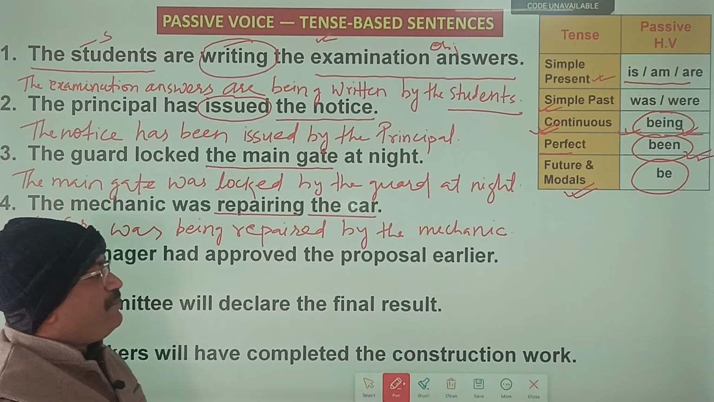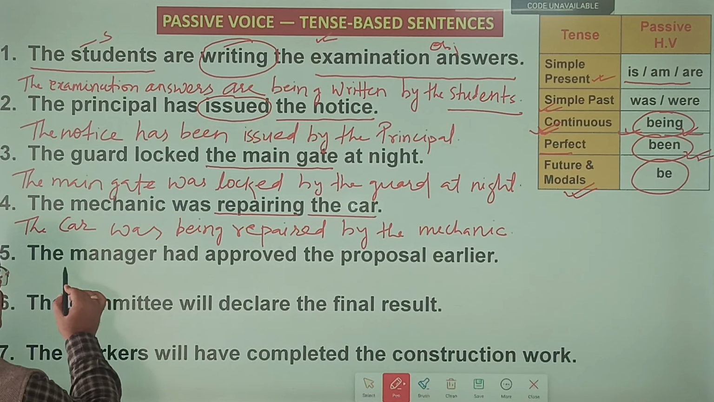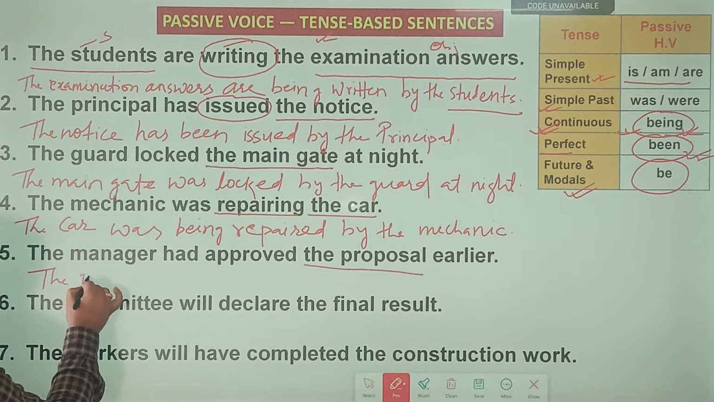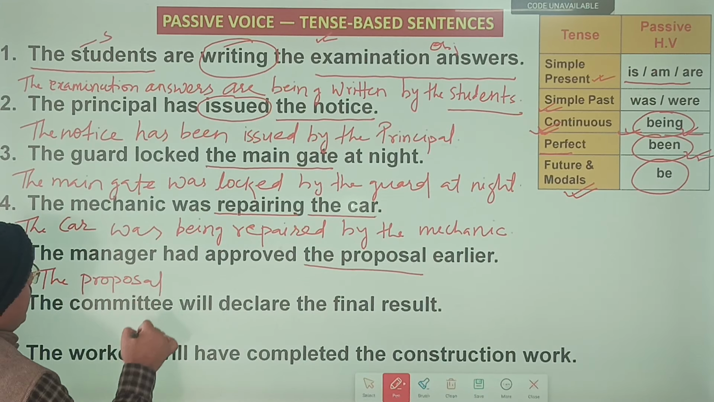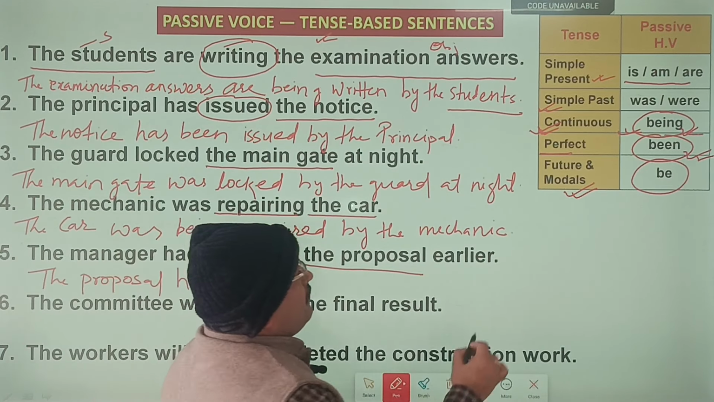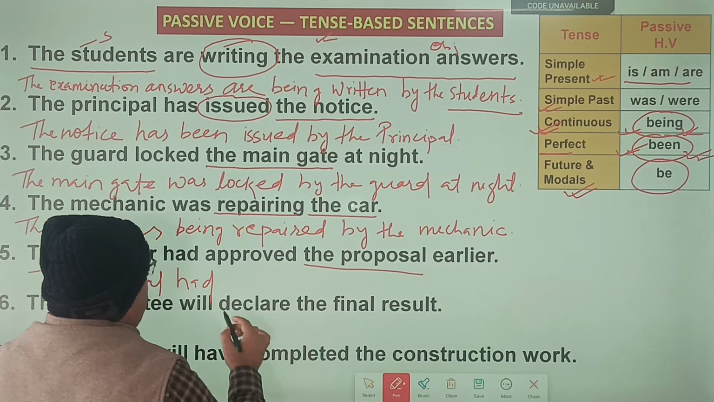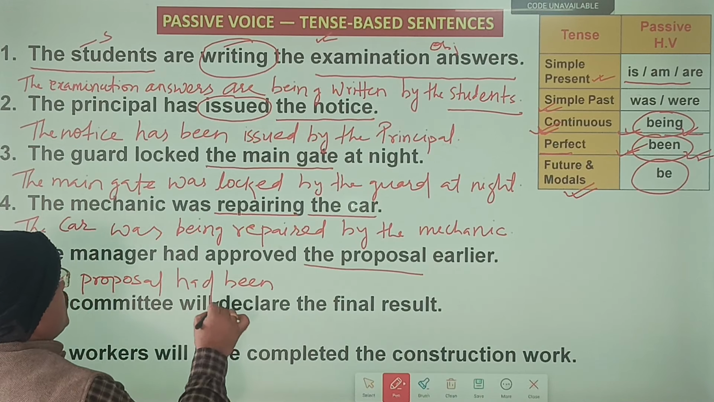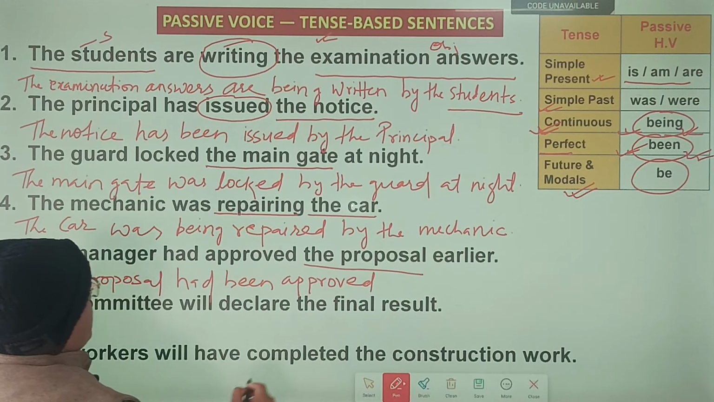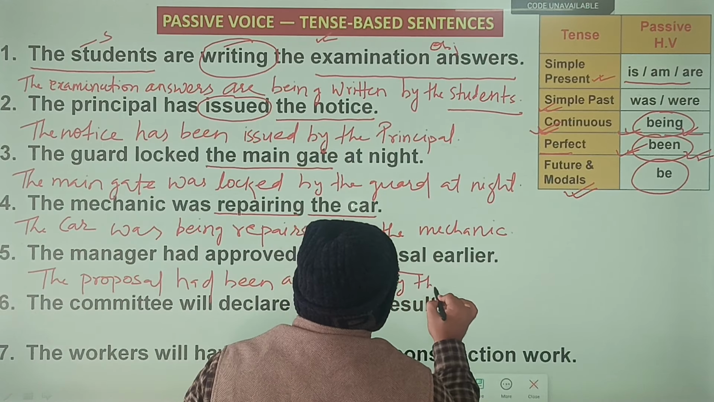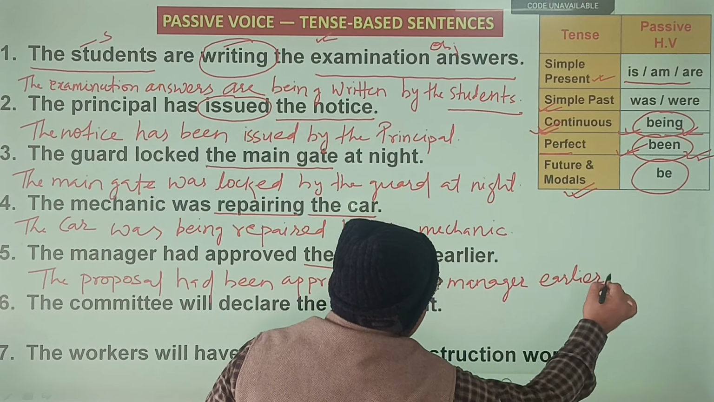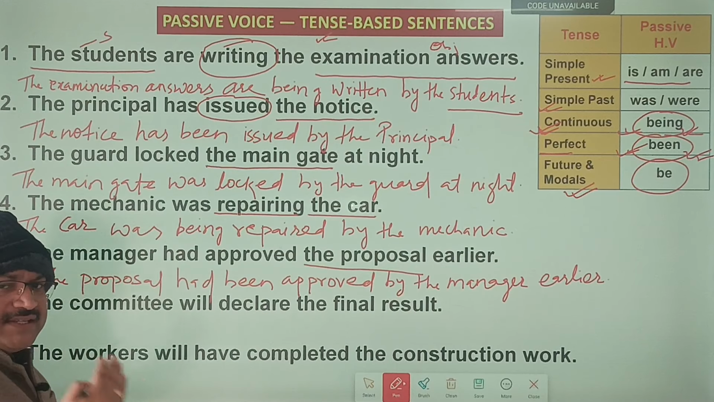The manager had approved the proposal earlier. Now what is the object here? The manager is the subject, the proposal is the object. Start with the proposal. Identify the tense. Past perfect, had. Then with perfect tense, what do we have to add? Been. Had been. The proposal had been approved by the manager earlier. Very simple. Just follow the steps.